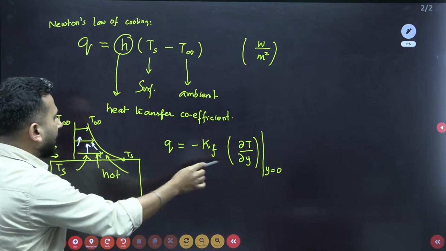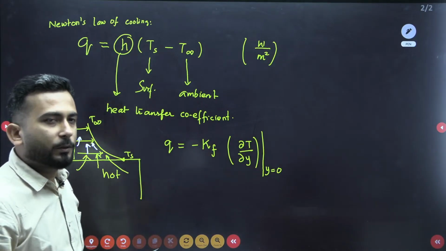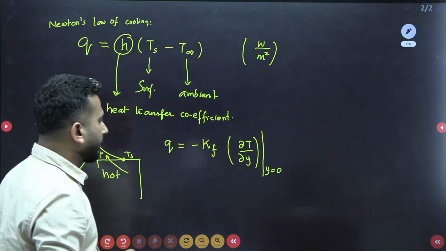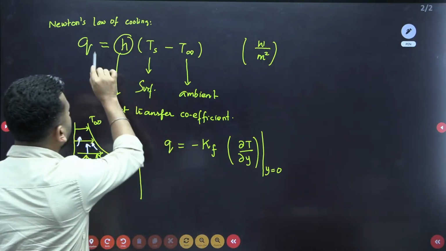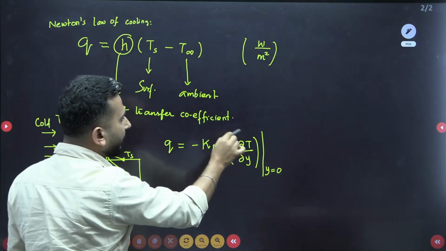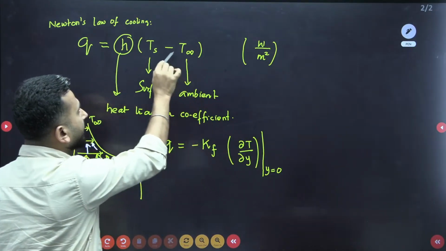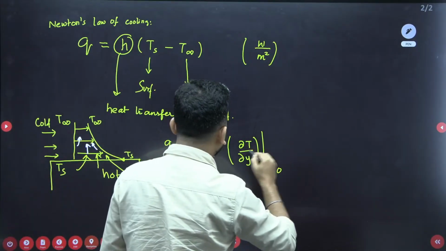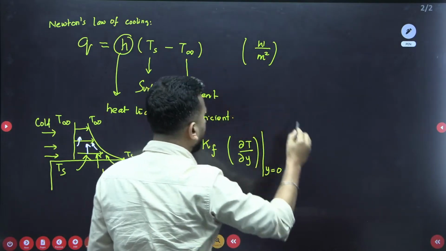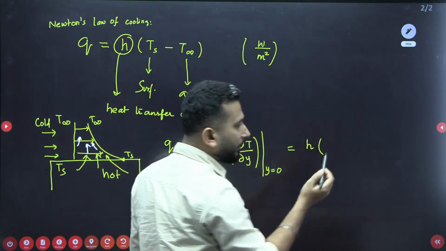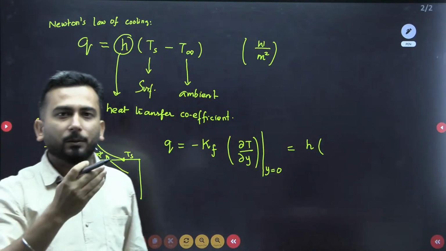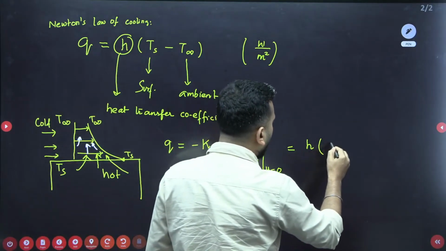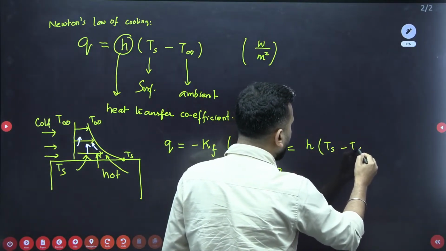Obviously, del T by del Y is a slope, so for that you need the equation of the curve. All these things are there, but okay. This Q and this Q are same. First the heat is getting conducted, and then subsequently convection is taking place. Now this thing is same as that thing. Obviously, when we study steady state, whatever heat is getting conducted will be convected. Okay, so h into Ts minus T infinite.